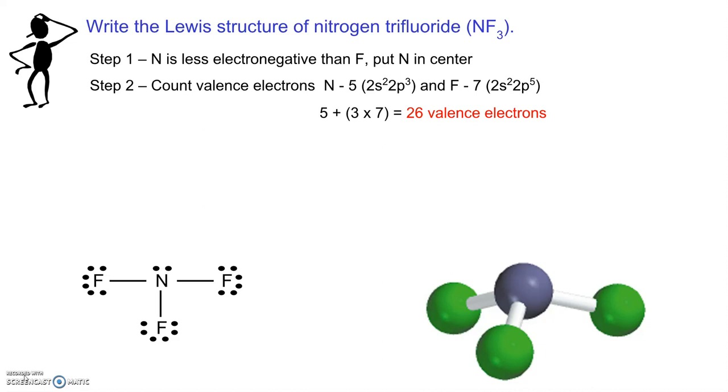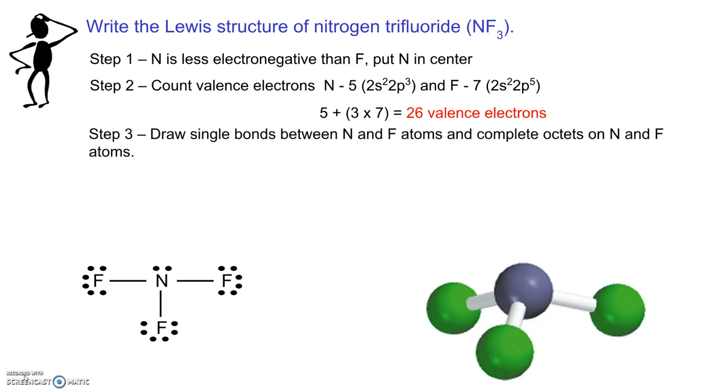So 5 plus 3 times 7, because there are 3 atoms of fluorine, you'll have a total of 26 valence electrons. Step 3, draw single bonds between the nitrogen and fluorine atoms. Complete the octet on the nitrogen and fluorine atoms.